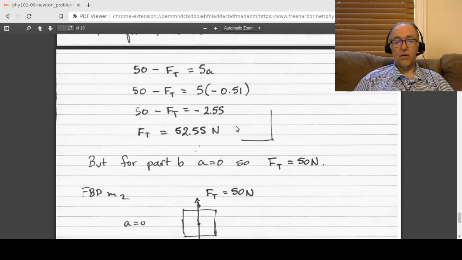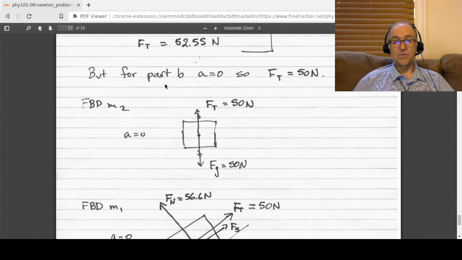Look at what happened there. In part A, if we had solved for FT, we would have found it was 52.55 newtons. But in part B, it turns out the tension is 50 newtons. Different situation, different tension. So be careful if you're doing variations of a problem. Rethink the problem from scratch. A lot of the numbers might be the same, but some small change might mean one of the numbers is not the same, and you have to identify those, okay?